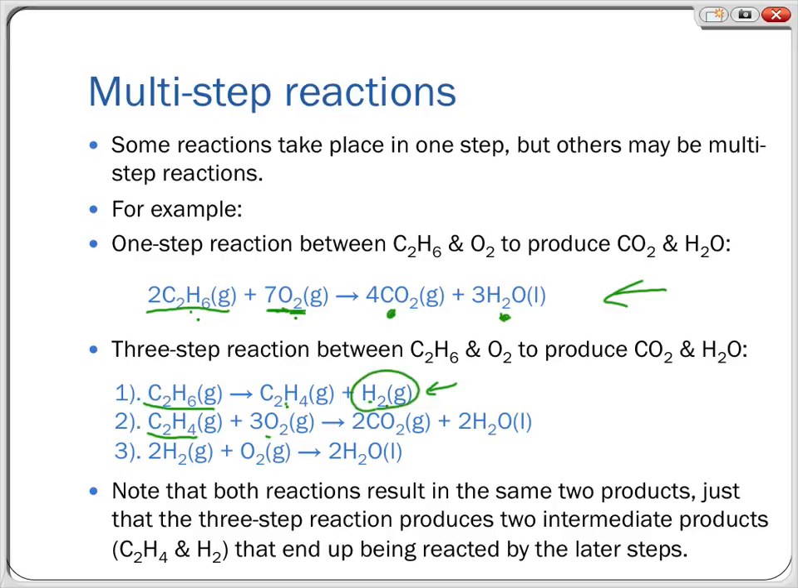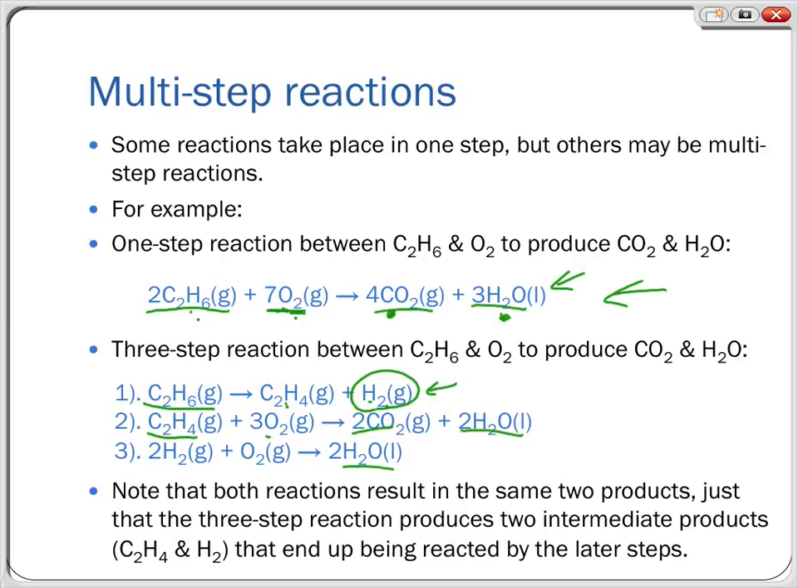Because it produced hydrogen gas here, and that's not one of the products, we've got to get rid of it somehow. The way to get rid of it is this third step in the reaction. So 2H2 plus O2 yields 2H2O, and that will react out all of our hydrogen. Notice that the only things left are CO2, H2O, and H2O, and sure enough we end up with CO2 and H2O.